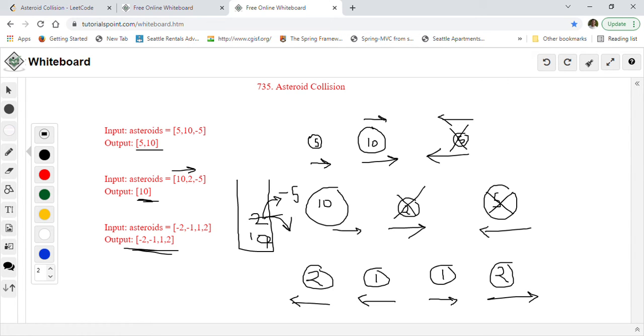Then 5 will collide with 10. We will simulate that and check if there are any other collisions possible. So 5 will collide with 10. Now 10 is bigger than 5, so 5 will disappear, and 10 will remain in the stack. Then we pop all the elements out of the stack and put them in our result array. So this is the approach we will take.